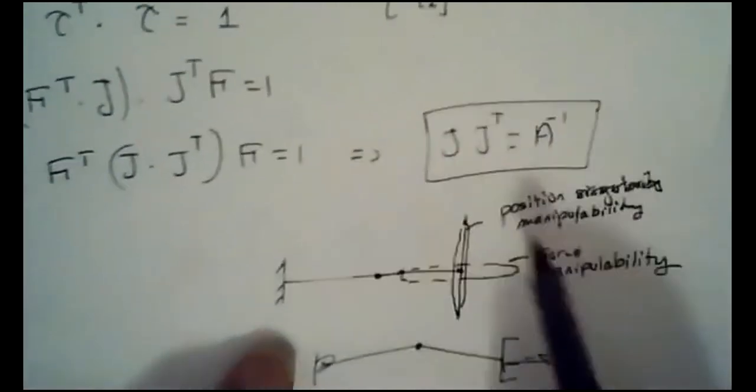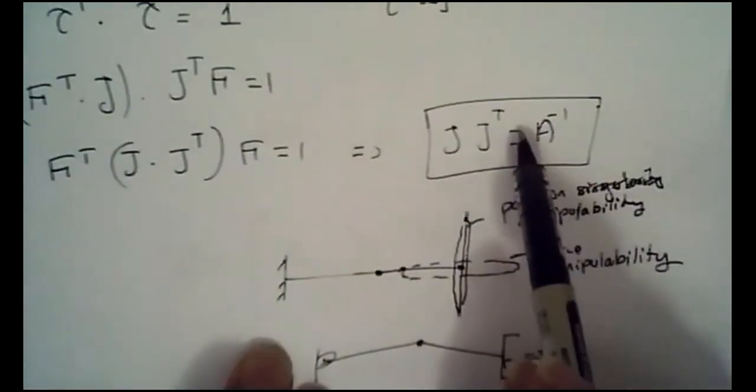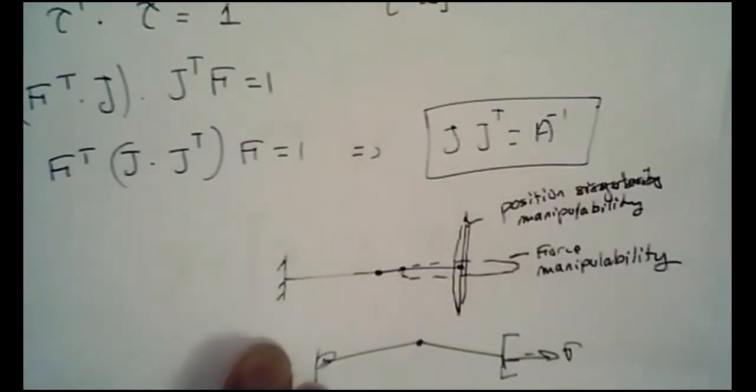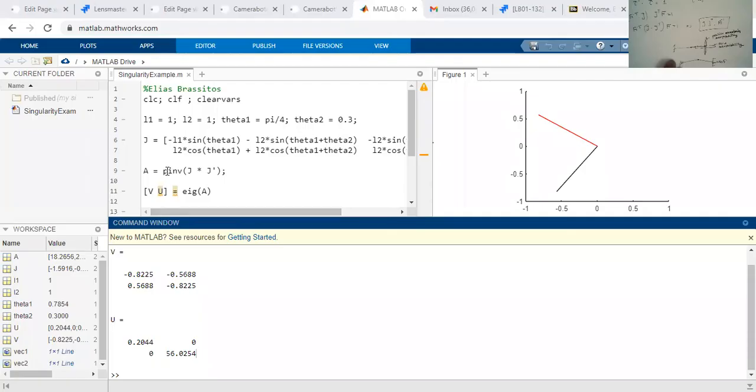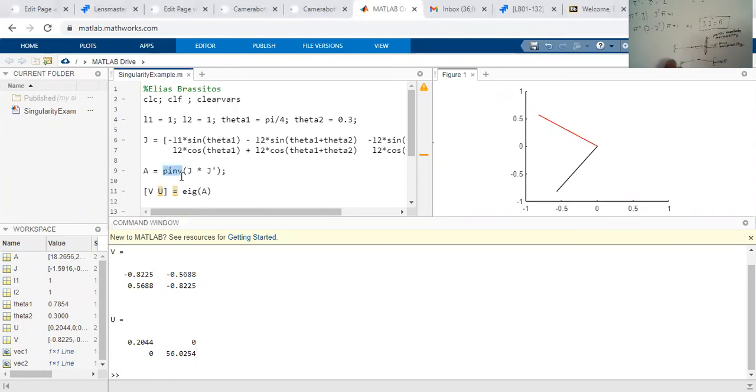What really changes is simply as we were calculating before. If I quickly go back to my Matlab script, you see my A was equal to the inverse of J multiplied by J transpose. What will change is that instead of the inverse, now it's basically that. So now we're looking at the eigenvalues of my force manipulability ellipsoid. And you see that the colors have changed. Basically, we just swapped the eigenvectors.